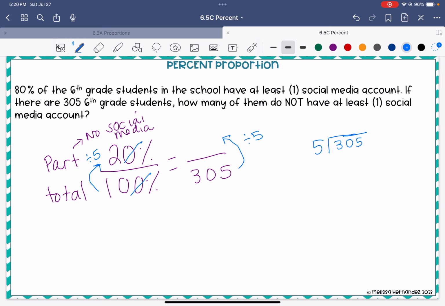5 doesn't go into 3, but it goes into 30 6 times. 6 times 5 is 30. Bring down my 5. 5 divided by 5 is 1. So it's 61 students who do not have at least one social media account.